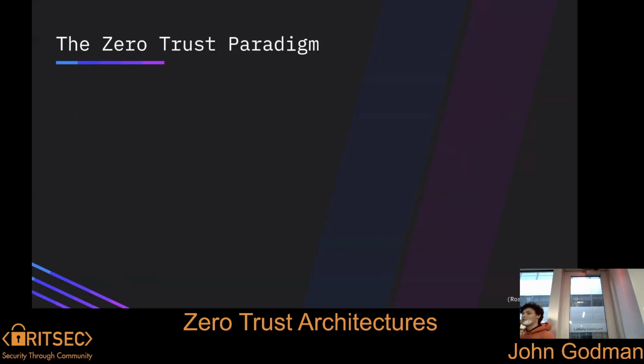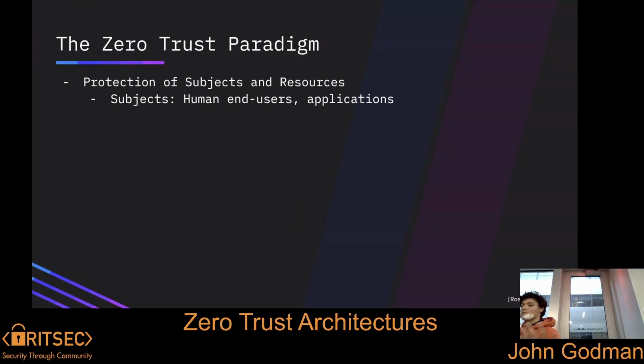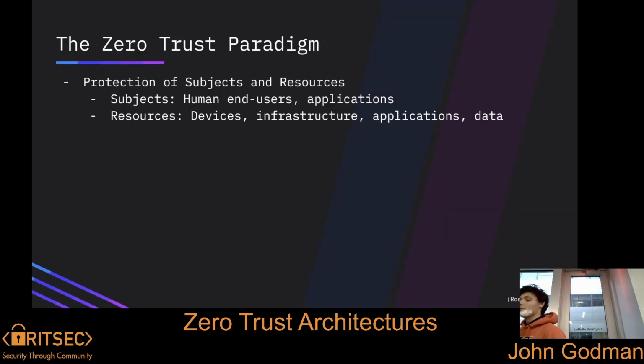So enter the zero trust strategy. The idea behind zero trust is the protection of subjects, which are human users. So that could be humans or service-to-service communication or other clients, and resources, which are the actual data, applications, infrastructure, et cetera, that you're securing. So instead of the whole network, Zero Trust focuses on a per-access-based request from subject to resource.